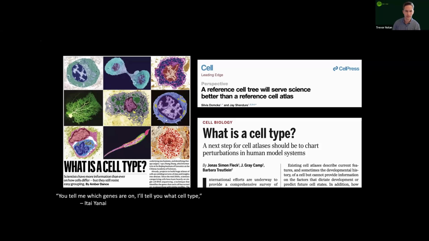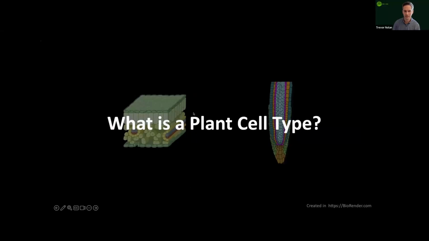But of course, plants have unique characteristics and properties, and so this means that the definitions that one might come up with might need to be tuned or have more nuance in the system. So we want to understand, what is a plant cell type? Should it be related to anatomy, function, lineage, molecular content?